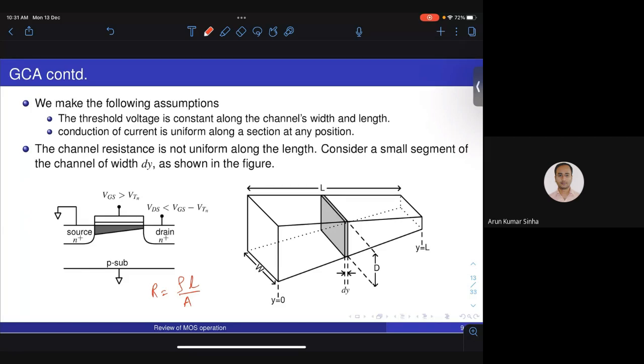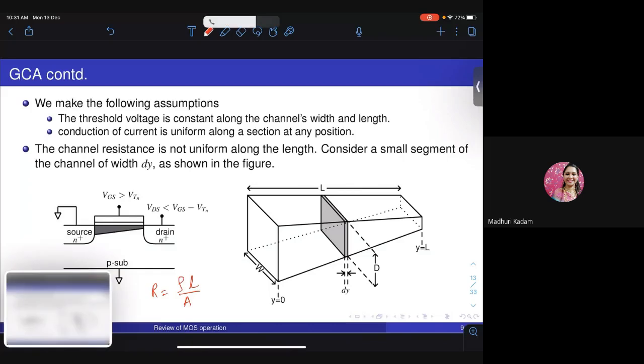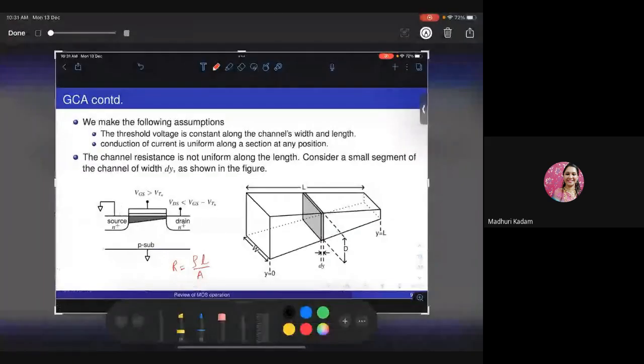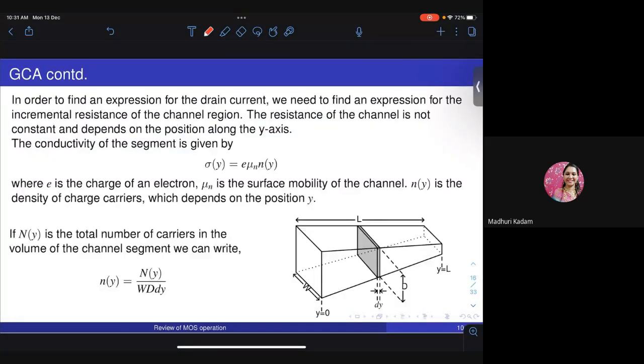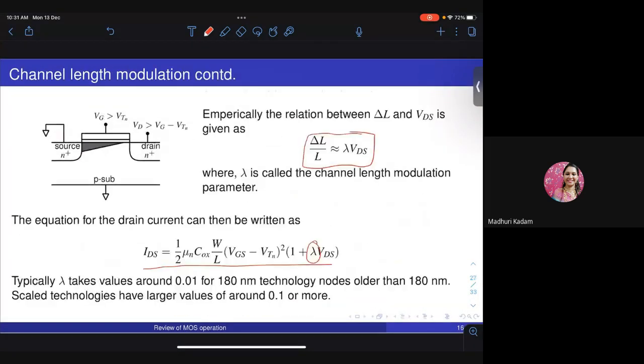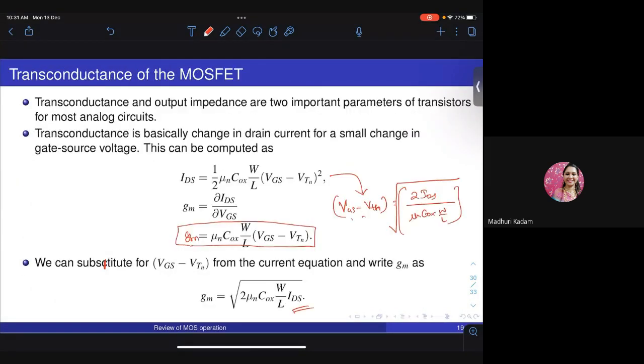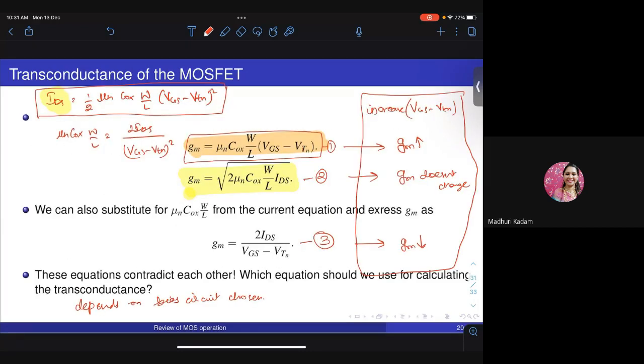Sir? Yes. This is Madhu Kadam from Sri Alpari College of Engineering. I just want to ask one question about the slide you just showed, the gm equation, the transconductance equation. Can you just repeat that part? I'm not getting when we have to use the first equation and when we have to use the second equation. Yes. Okay.